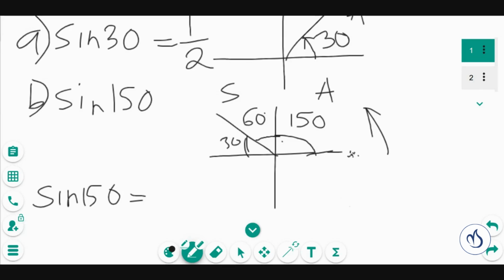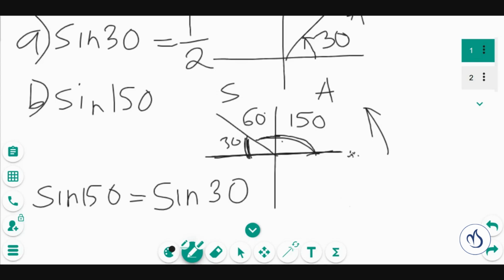But my sine of 150, when I am counting from the positive x-axis, is the same as sine of 30 when I am moving from the negative x-axis. So the sine of 150 is the same as the sine of 30.